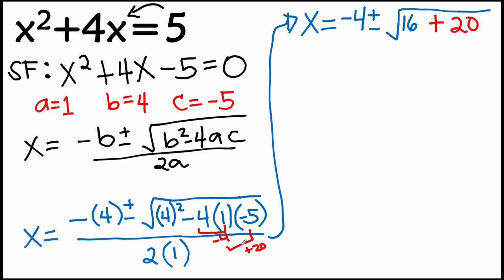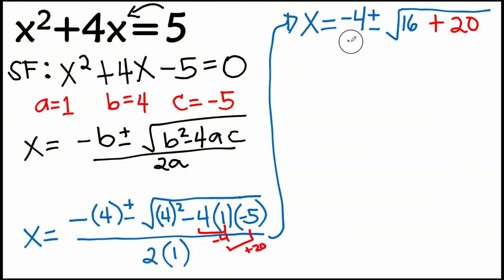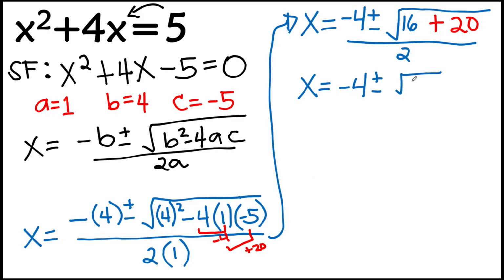If you have difficulty doing it all at once, do this, scratch it out. Negative 4 times 1 is negative 4. Negative 4 times negative 5 is positive 20. Okay? Next, all over 2 times 1. So, this is 2. Okay? So, continue. So, your x is equal to, kids, what you will not solve, just keep copying. Plus, minus, square root of 16 plus 20 is 36 all over 2.